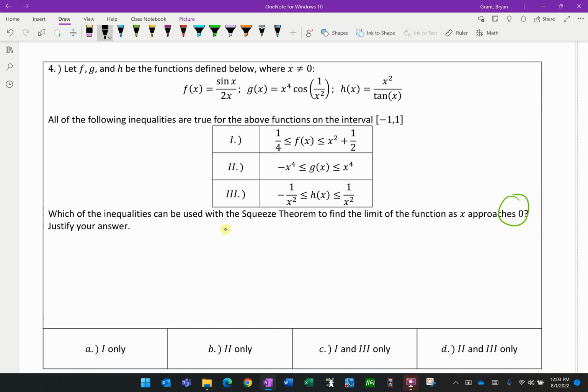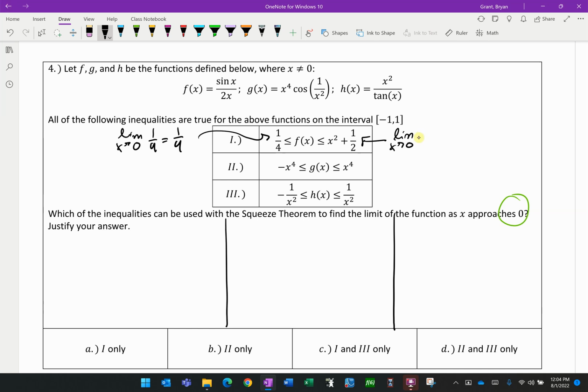So let's go ahead, and this is a multiple choice question I asked you to justify. We aren't going to have a ton of space here, but that's okay. I think we'll be all right. So let's go ahead and find all of the limits as we approach 0. And I'm just going to do the work over here. The limit as x approaches 0 of 1/4, that's a constant, is just 1/4. Here, the limit as x approaches 0 of x squared plus 1/2, so we're taking the limit of the whole thing, substitute in 0, is 1/2.